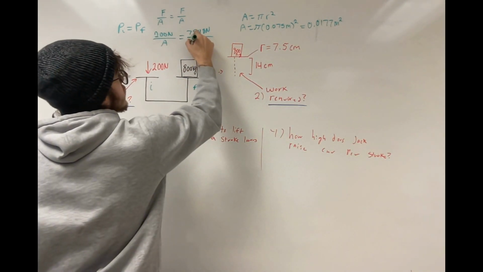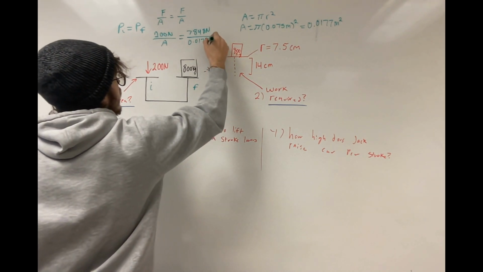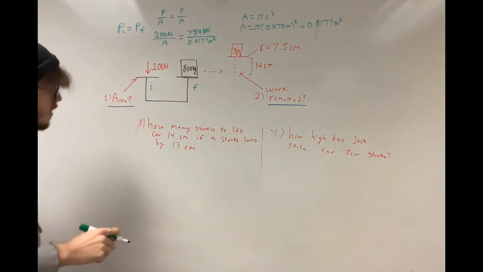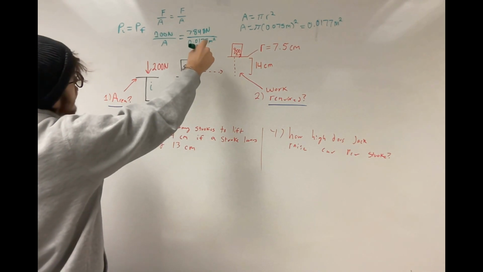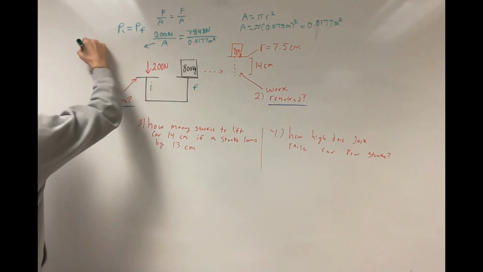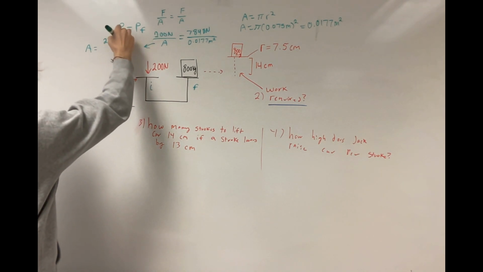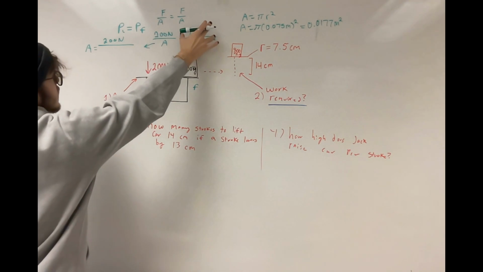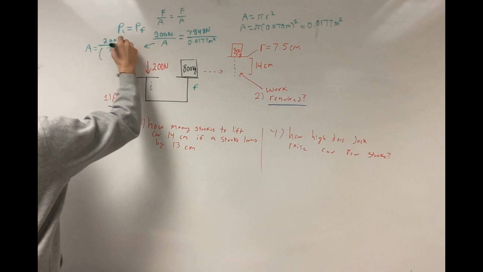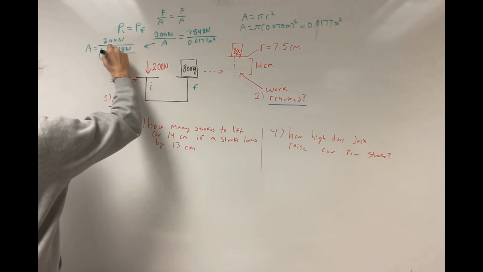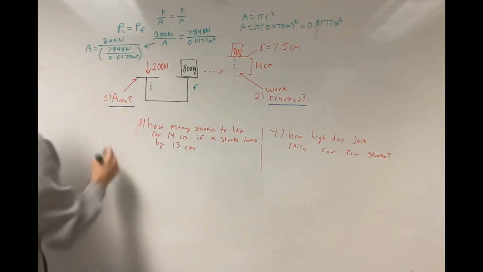So we'll go ahead and substitute that right here. To solve for this, I'll have to bring area over to here, so I'll actually write this over here. So area is going to be equal to our 200 newtons divided by, and then we're going to take this whole chunk and divide it over. That's 7,848 newtons over 0.0177 meters squared. Okay, and that's going to give us our area.